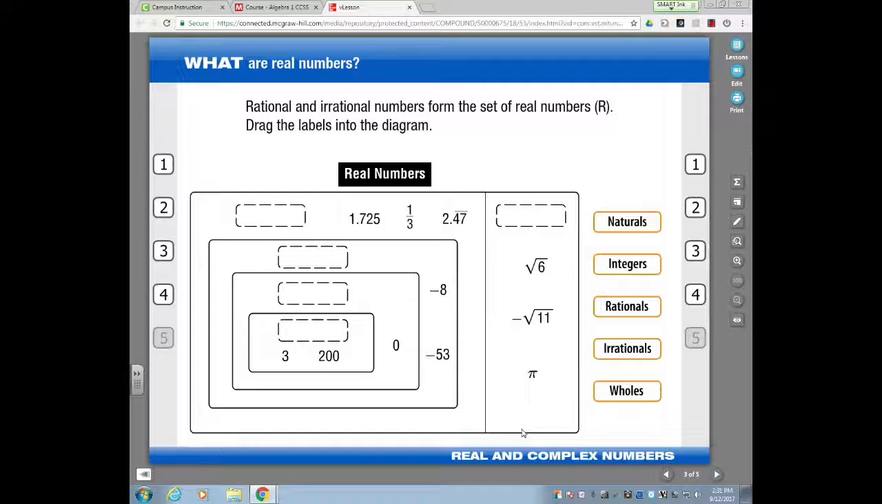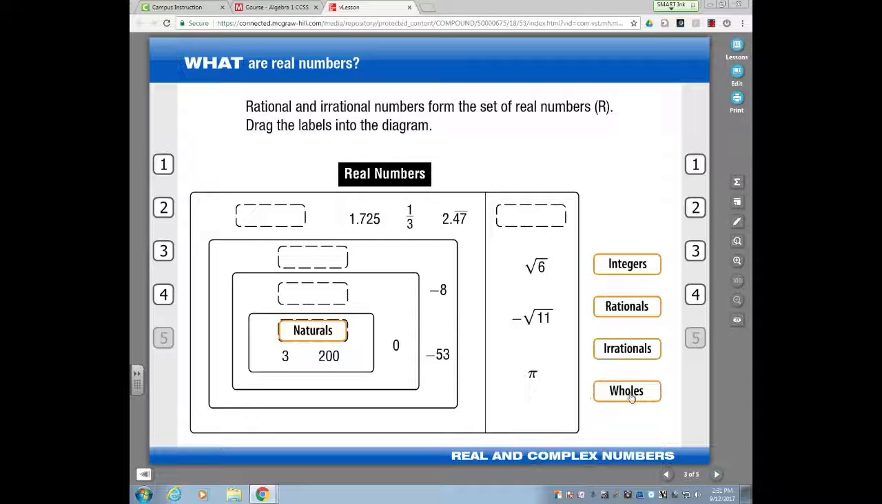Here's an example of a chart that we are going to be entering into our interactive notebook. Rational and irrational numbers form the set of real numbers R. So we're going to drag the labels in here to see. We are going to be putting a copy of this into our interactive notebook. So the first numbers that we start with, which are the smallest numbers, are the natural numbers. Natural numbers are all the numbers that increase from 1 up towards infinity. So we have 3 and we have 200.